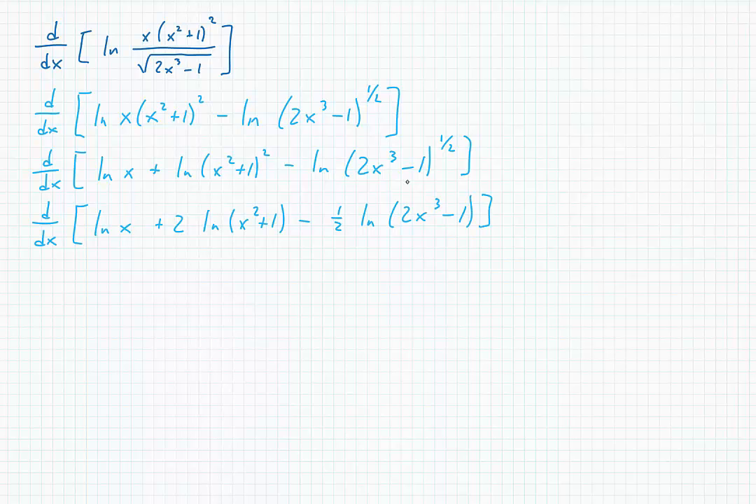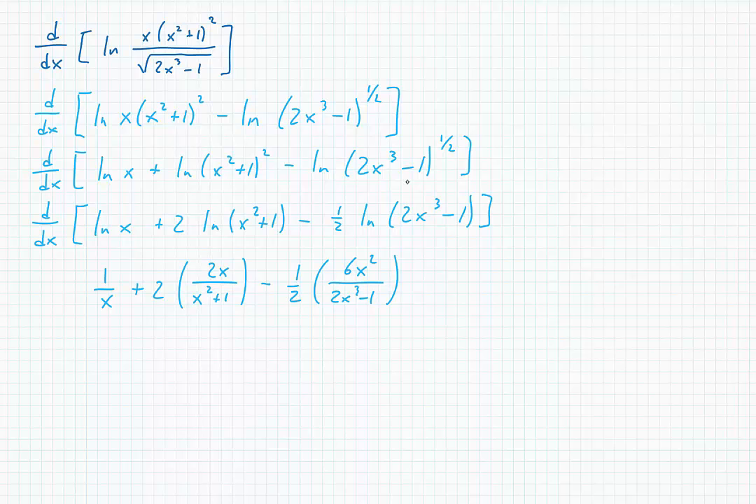And now we can go through and take derivatives of these things one at a time. So the derivative of the natural log of x is 1 over x, plus we're going to have 2 times the derivative of the natural log of x squared plus 1, so we get the derivative of x squared plus 1 divided by x squared plus 1, minus 1/2 times the derivative of the natural log of 2x to the third minus 1, that's going to give us 6x squared in the top, divided by 2x to the third minus 1 in the bottom.